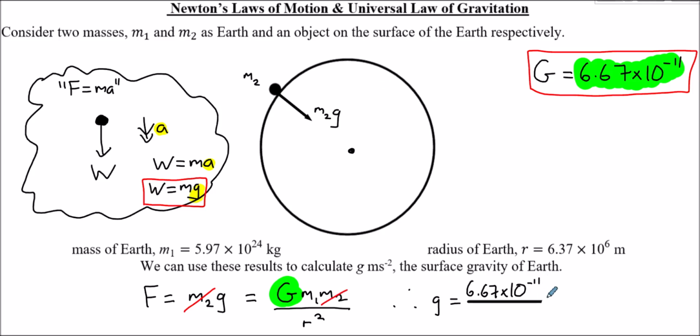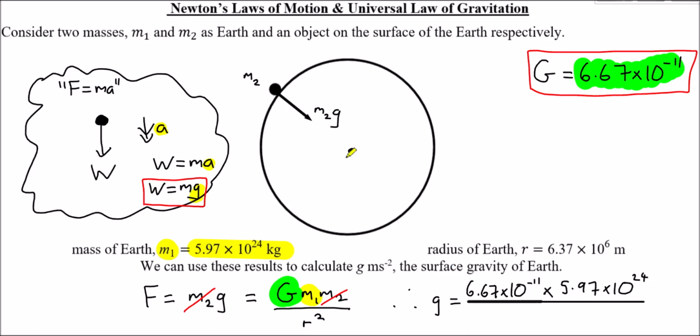We're going to multiply that by m1. Now m1, it says here, is the mass of the Earth, which is 5.97 times 10 to the 24. Clearly my fraction line isn't long enough, so I'm just going to extend this here. And then all of that's going to be divided by the radius squared, and the radius here of the Earth.